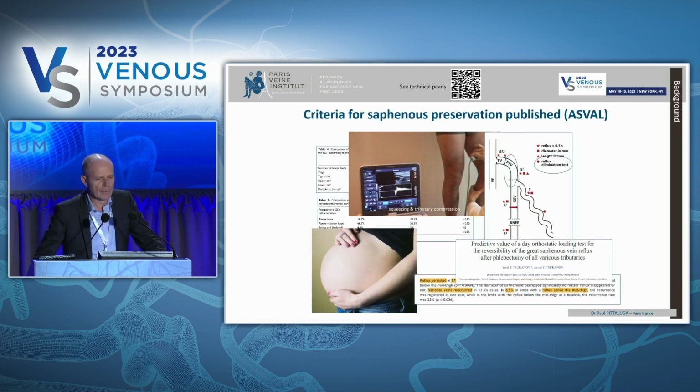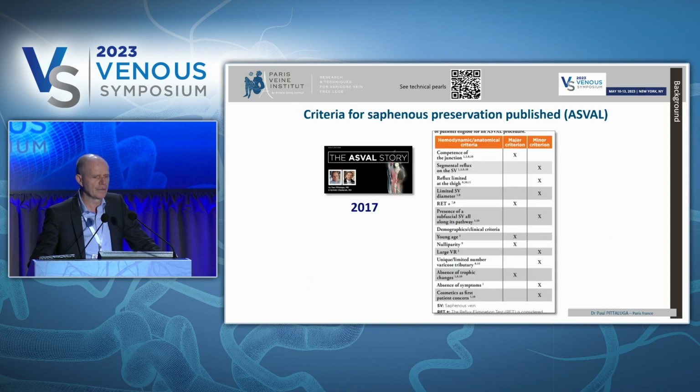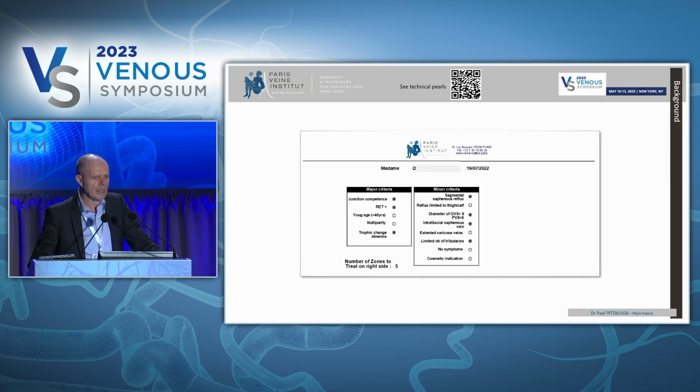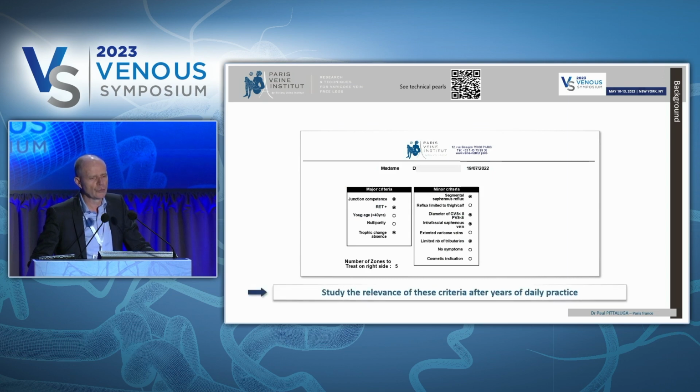So several authors have published their own criteria of saphenous preservation. We have gathered all of these criteria in a paper a couple of years ago, and we have integrated these criteria in our database. So they are systematically filled in for all patients with varicose veins, and therefore we wanted to study the relevance of these criteria after years of daily practice.